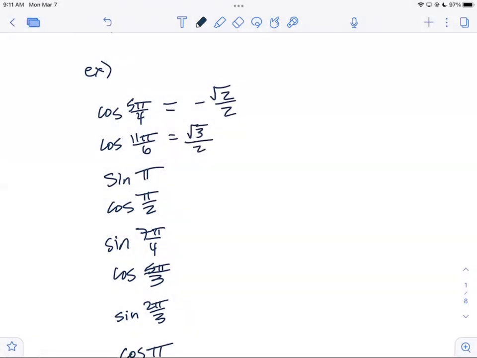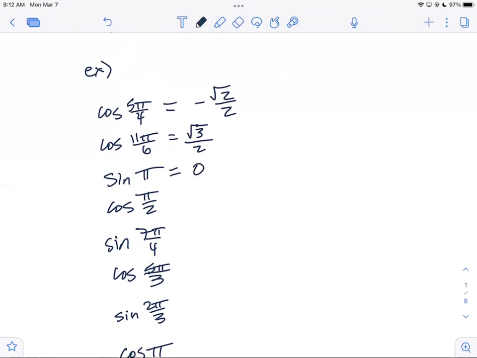Sine of pi. Pi is a quadrantal angle. It's over here at 180 degrees. What's the sine value there? Well, what's the ordered pair at pi? -1, comma 0. On the x-axis, the sine value is always 0 because sine is y height. Well, that didn't sound right, did it? Sine is y height. There we go.